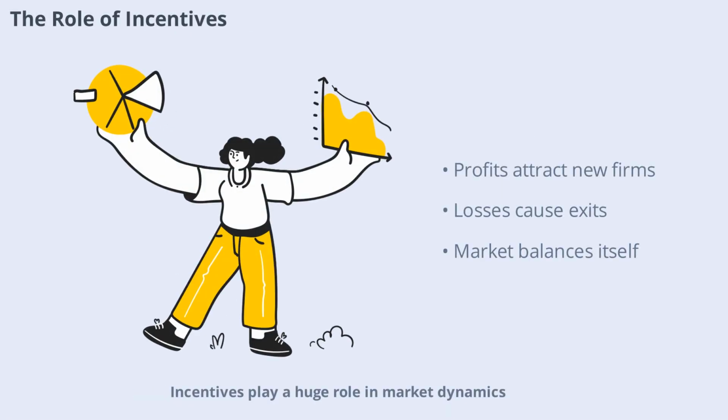Incentives play a huge role in market dynamics. When firms see others making profits, they're motivated to enter the market. This increases supply, which puts downward pressure on prices and profits. On the other hand, if firms are losing money, some will leave, reducing supply and allowing prices and profits to recover. This constant adjustment keeps the market balanced over time.